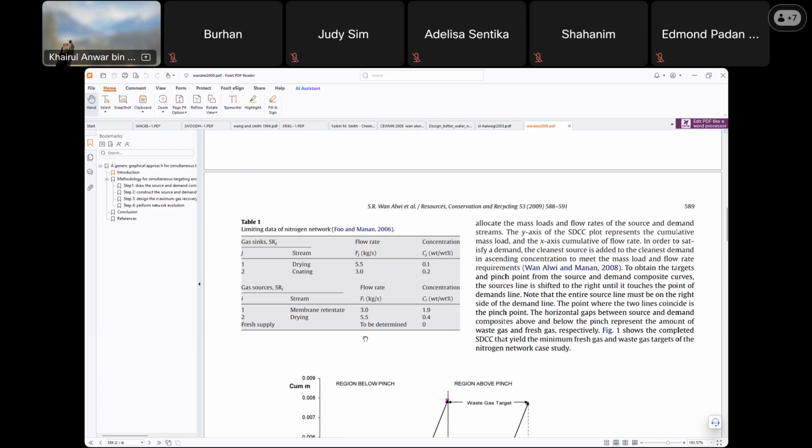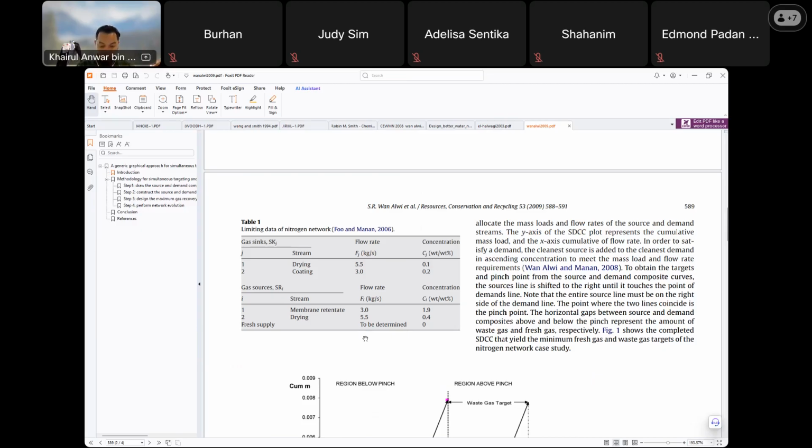This paper is about a method similar to gas cascade analysis. There are some differences, of course, because water is not like a gas. The way it behaves is different. In this paper, there are a few examples interpreted.